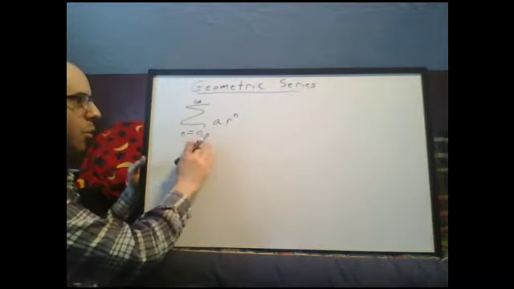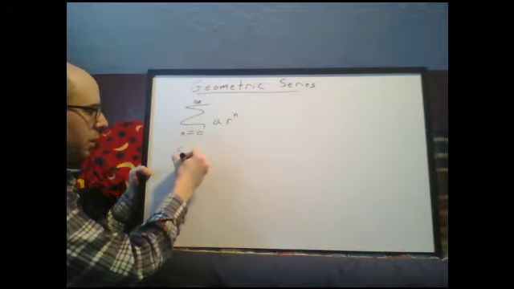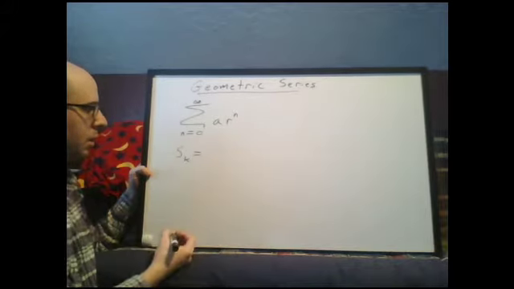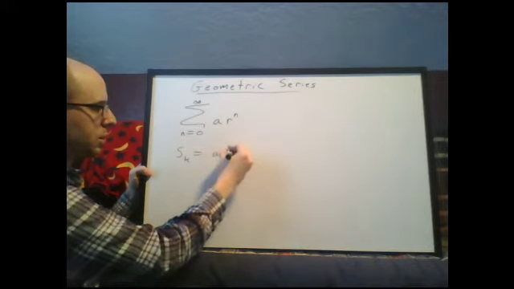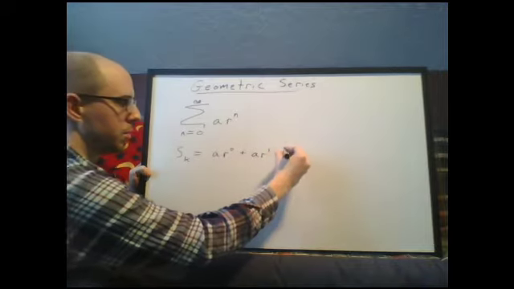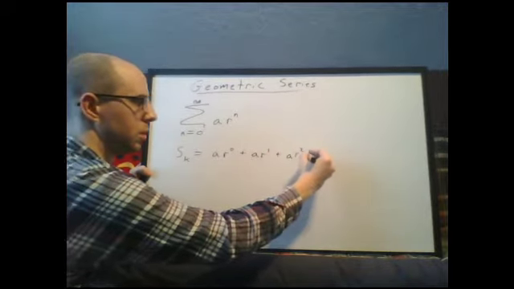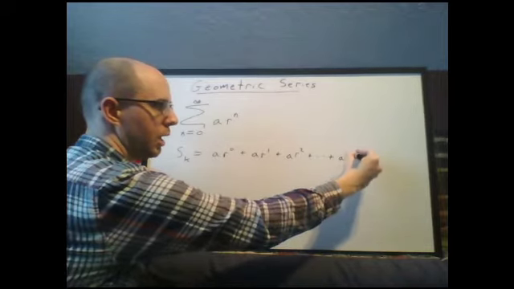Well, if I want to add this up, let's think about our trick from before. Our partial sum would look like ar to the 0 plus ar to the 1 plus ar to the 2, and so on, up to ar to the k.